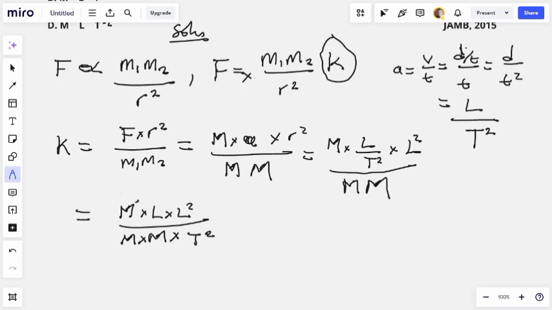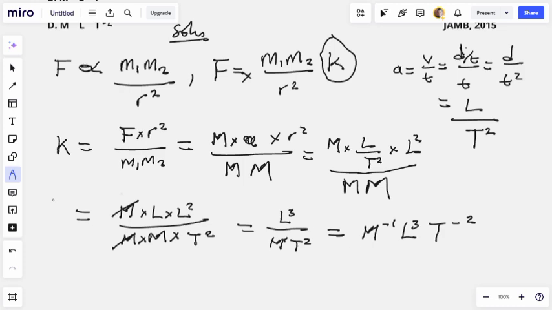So now this m here will cancel one of the m here. What is left is L times L squared, which is L raised to the power of 3, divided by m times t squared. If you take everything to the numerator, the m here is raised to the power of 1, so when it goes to the numerator, it becomes m raised to the power minus 1. L remains where it is, L raised to the power of 3. And t, if it goes to the numerator, becomes t raised to the power minus 2.